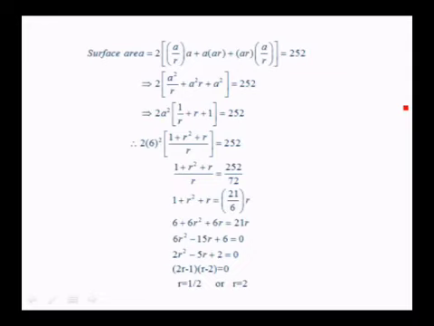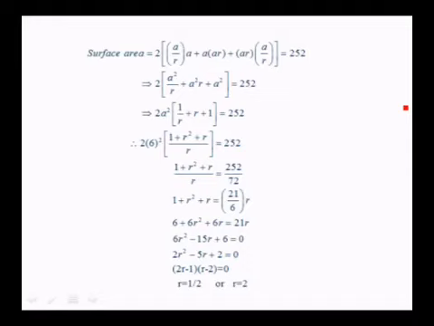Let us take a square outside. 2a square into 1 by r plus r plus 1 is equal to 252. So, 2 into 6 square into 1 plus r square plus r by r is 252. You get a quadratic equation. 1 plus r square plus r by r is equal to 21 by 6.